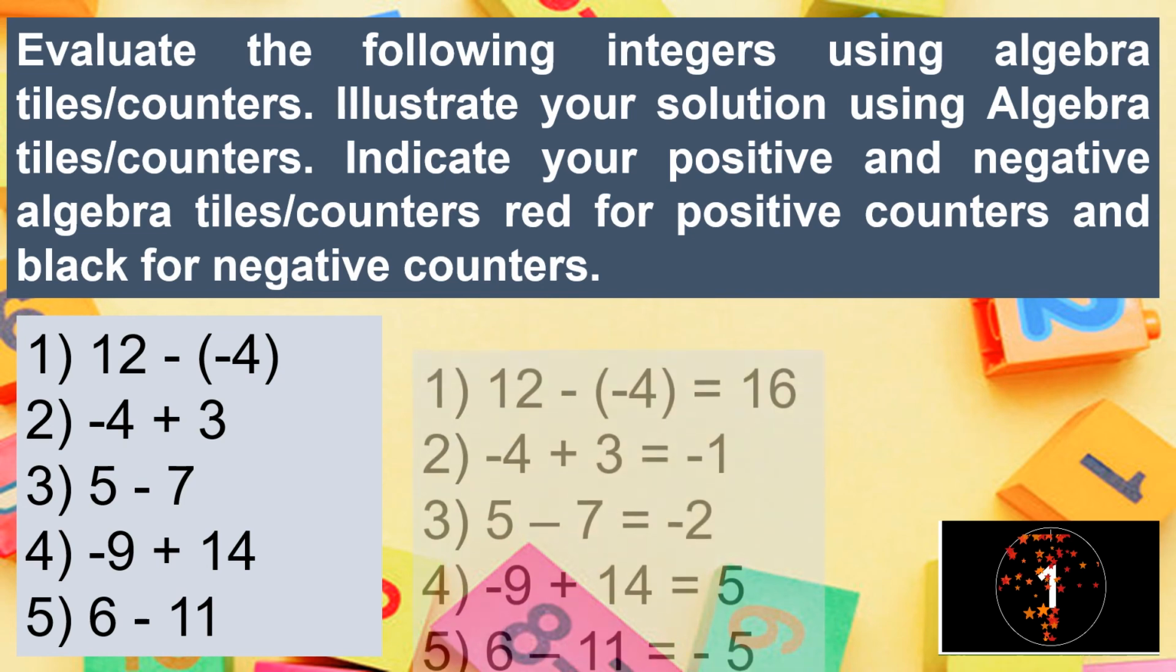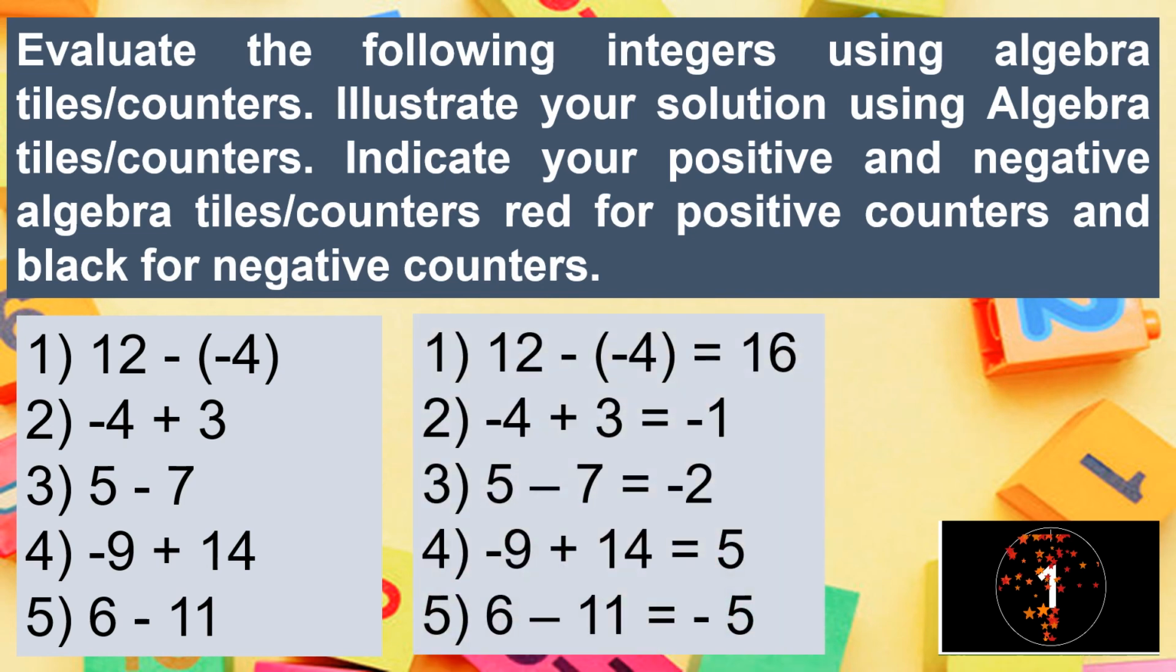Okay, so the answer: 12 minus negative 4 is positive 16. Naging addition na siya dahil negative times negative is positive. So, 12 plus 4 equals 16. Next, negative 4 plus 3 equals negative 1. 5 minus 7 equals negative 2. Number 4, negative 9 plus 14 equals 5. So, ang answer is positive 5. Number 5, 6 minus 11 equals negative 5.